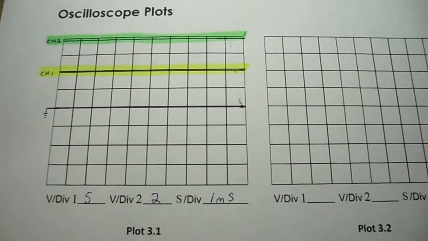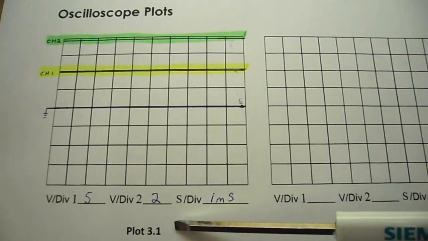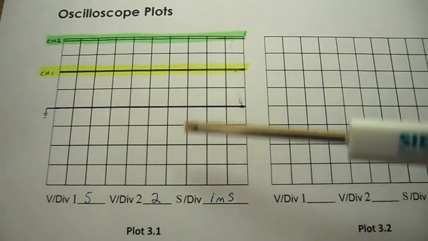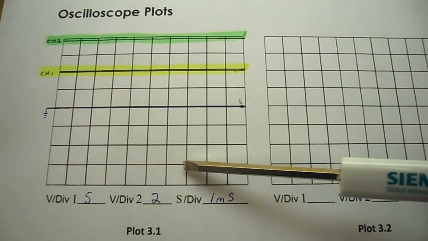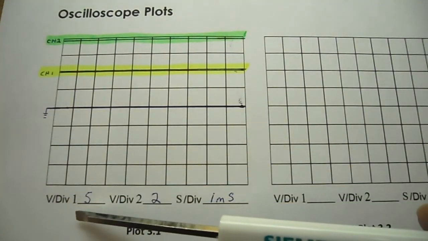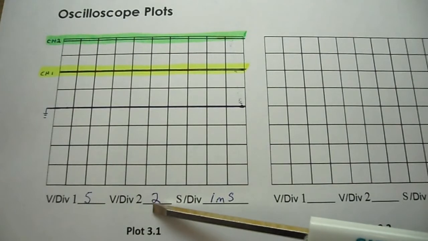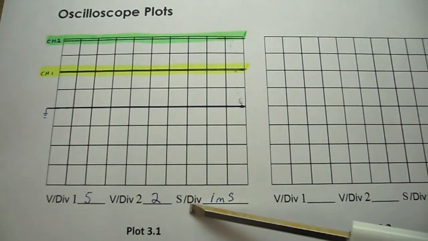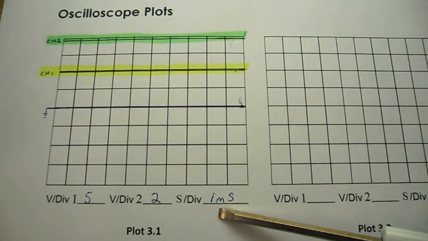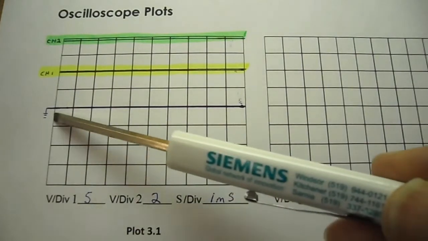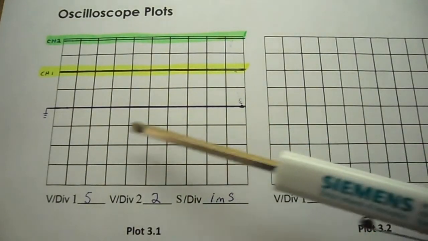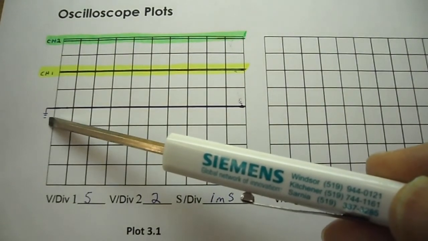The final part of procedure step number 7 is to sketch the waveforms on plot 3.1. You can see I have plot 3.1 and it already has the grid lines, similar to your oscilloscope, drawn out for you. We have to put in the volts per division for channel 1, which is 5, and for channel 2, which is 2 volts per division. And finally, we need the seconds per division, which in our case we set to 1 millisecond. You can see in the center of the screen, I've drawn in my zero line and put a little ground symbol on it.